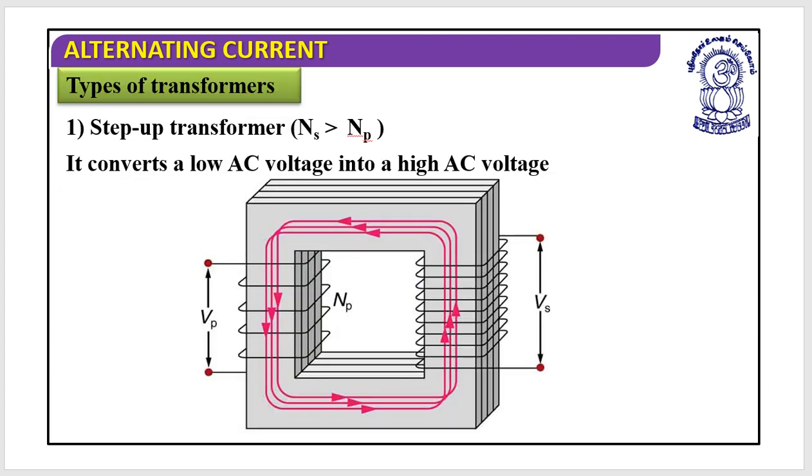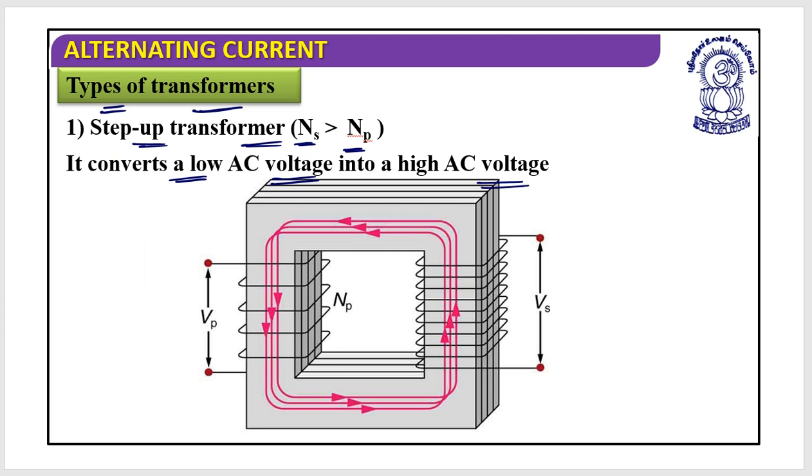Now let's discuss the types of the different transformers. First is the step up transformer, and when I say step up transformer, you must understand that the number of turns on the secondary would be greater than the number of turns on the primary. So a step up transformer will convert a low AC voltage into a high AC voltage.